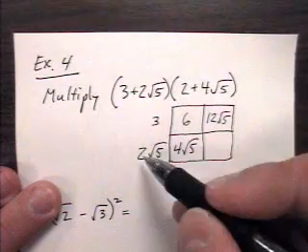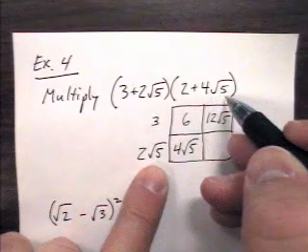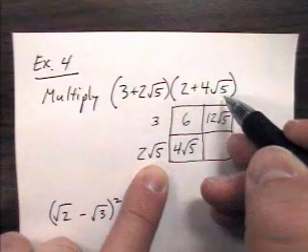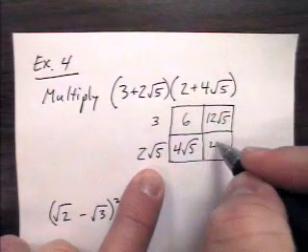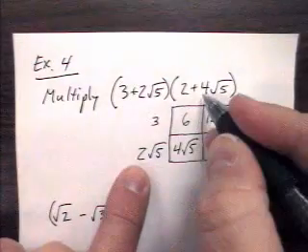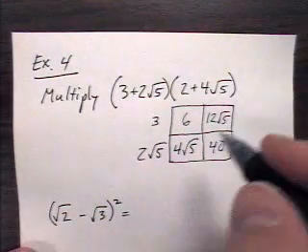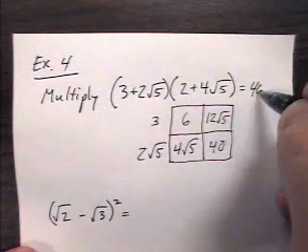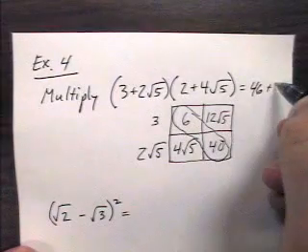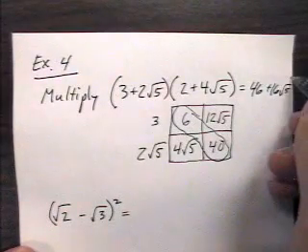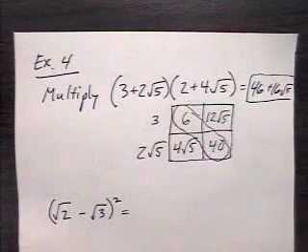And lastly, 4 radical 5 times 2 radical 5. Well, you got the 4 and the 2, right? That's 8. Radical 5 times radical 5 is just 5. So that's 8 times 5, or 40. Add your like terms together. We have 46, right? Because those are like terms. And our radical 5s, we have 16 of those radical 5s. So there's your final answer on that particular question. 46 plus 16 radical 5.